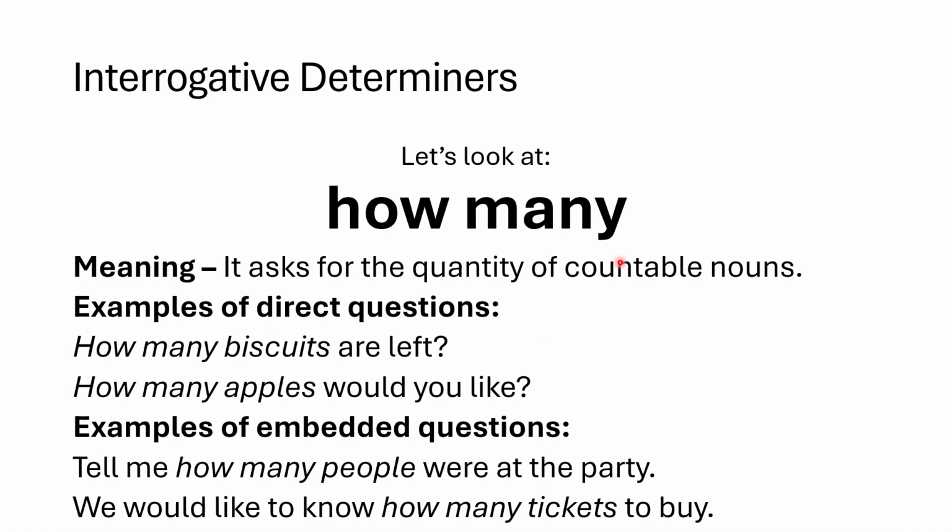Let's look at how many. The meaning. It asks for the quantity of countable nouns. Here are some examples of direct questions. How many biscuits are left? How many apples would you like? Here are some examples of embedded questions. Tell me how many people were at the party. We would like to know how many tickets to buy.